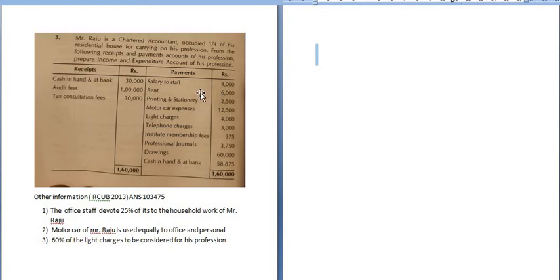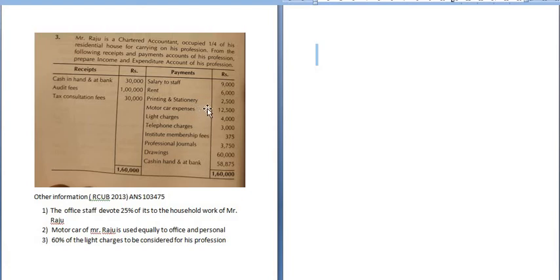Again rent. The rent is 6,000, which he paid as rent for the house. But of that, 1/4 is only for office. So you take 6,000 into 1/4, then you will get 1/4 of the rent for his building. Is it clear? 1/4 means you will get 1,500. Next, printing and stationery is again related to the profession.